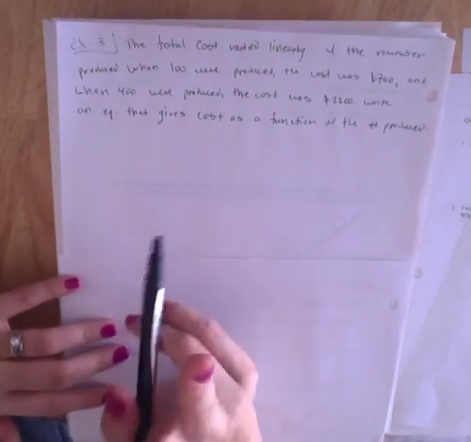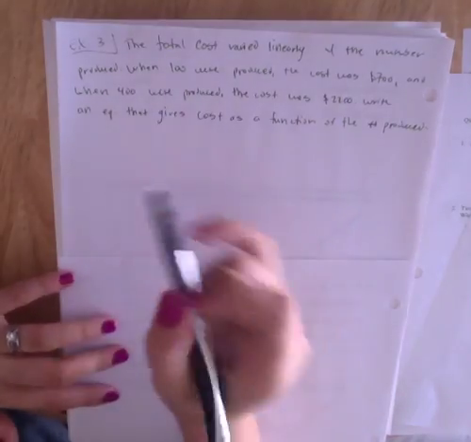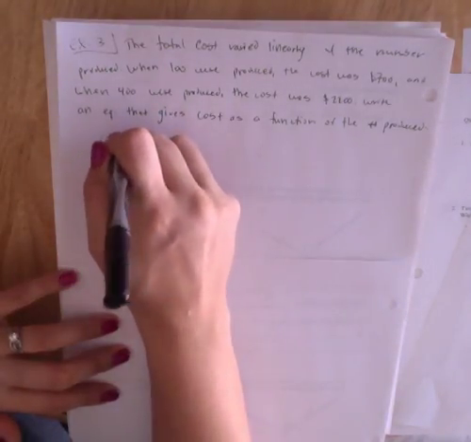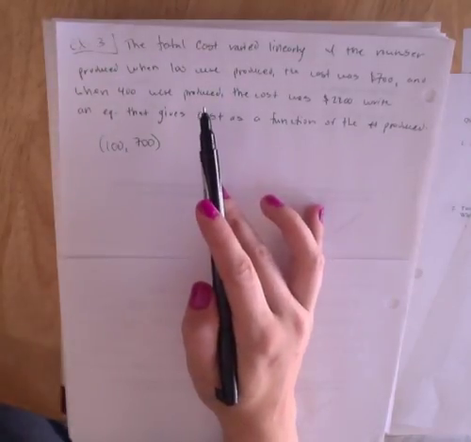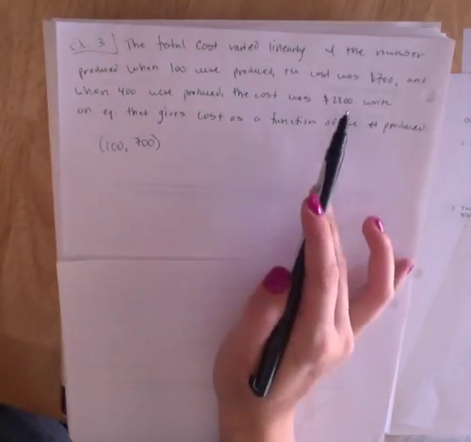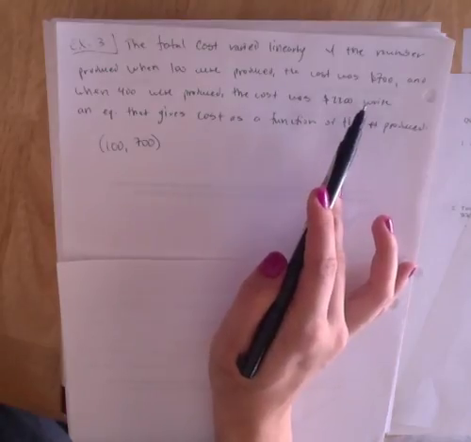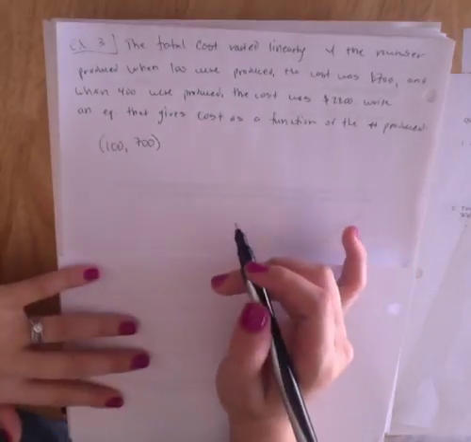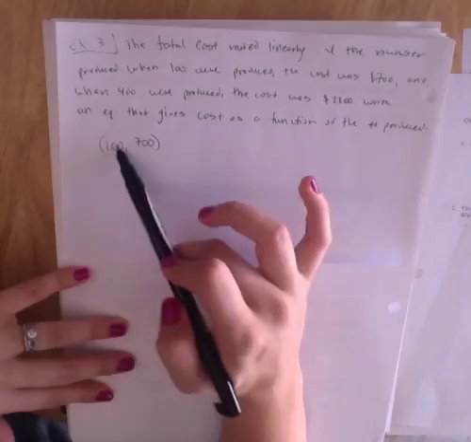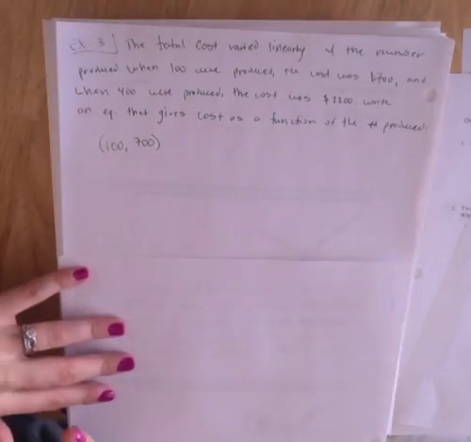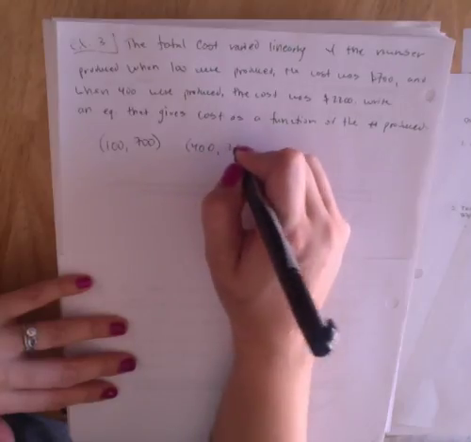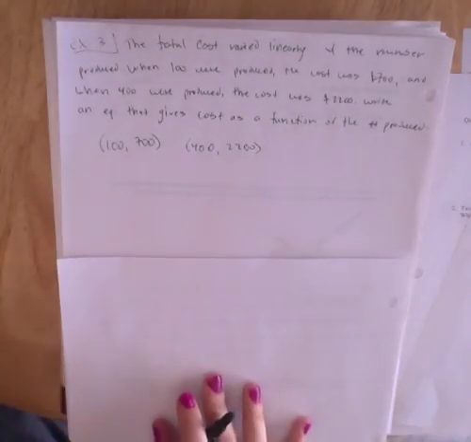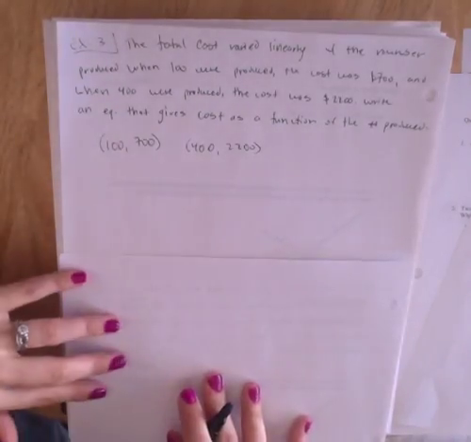I first need to create 2 points. So when 100 were produced, the cost was 700. Now we know that the items produced is the independent variable because cost is dependent. Cost depends on how much are produced. So that's why 100 produced was the x and $700 is the y. And then it tells us when 400 were produced, the cost was 2,200. Now I have 2 points.